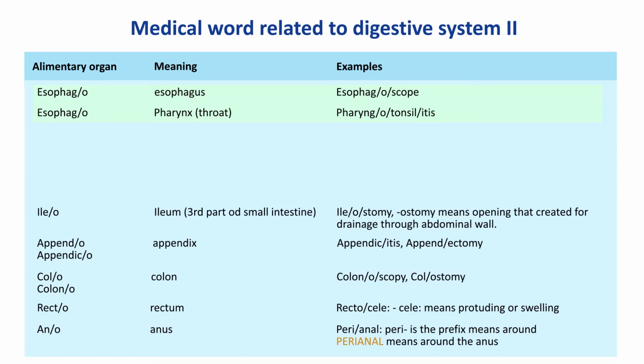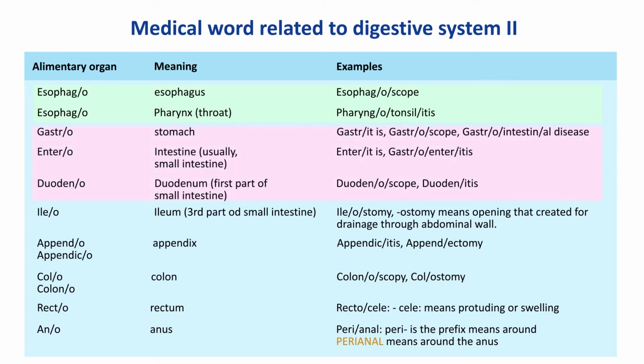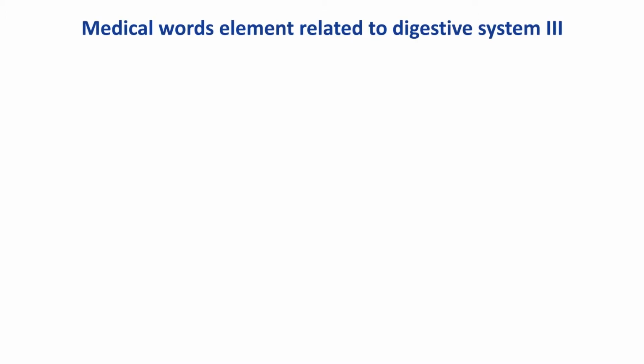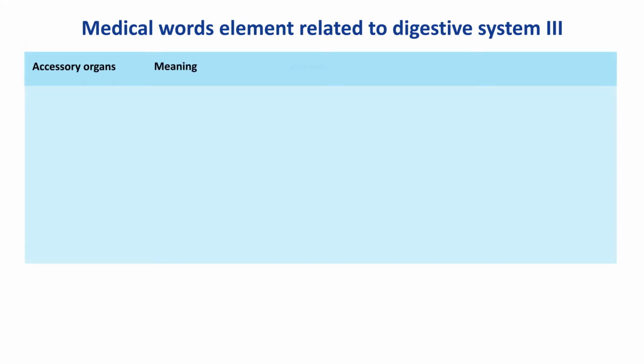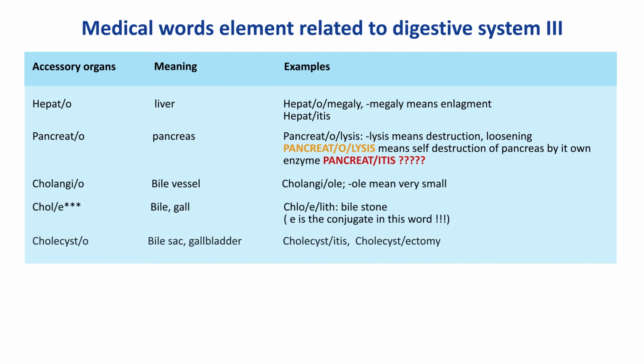If you remember the suffix itis, then put it behind all of these roots. You will get the meaning of these organs with inflammation troubles, such as gastritis, meaning the inflammation of the stomach, enteritis, duodenitis. This slide shows examples of words related to accessory organs. I let you tell the meaning of hepatitis, pancreatitis, cholecystitis. Please practice by using the suffix ectomy with all of these root elements too.